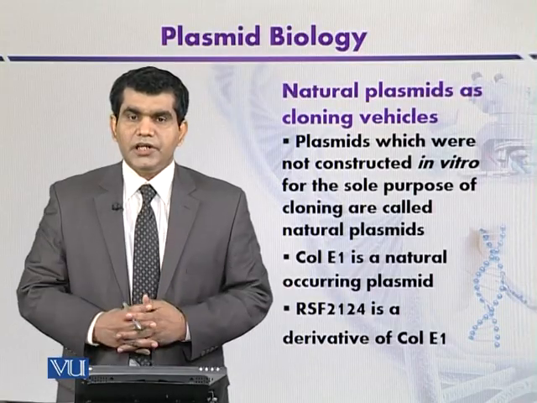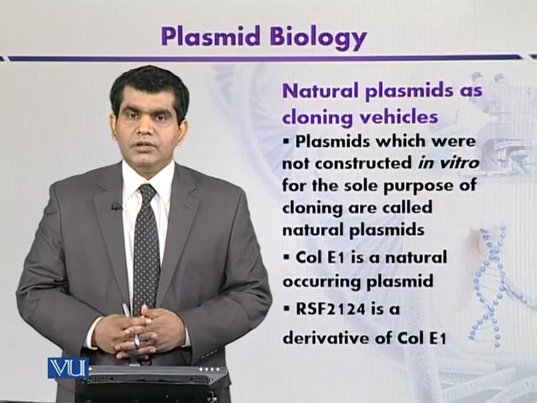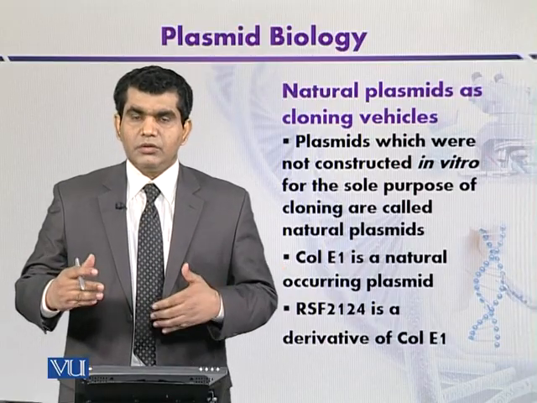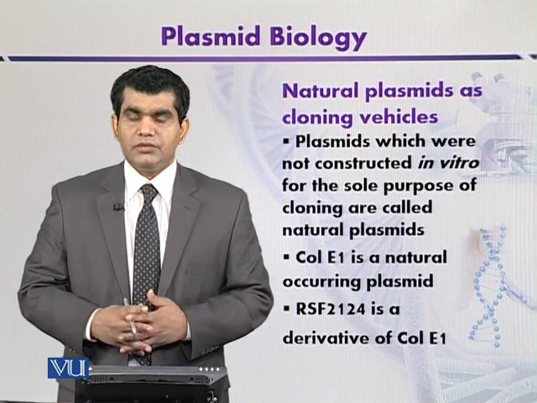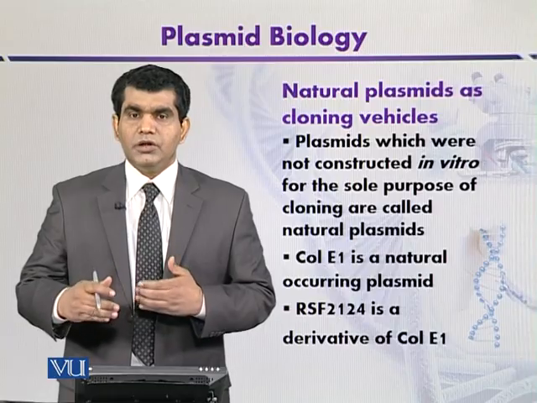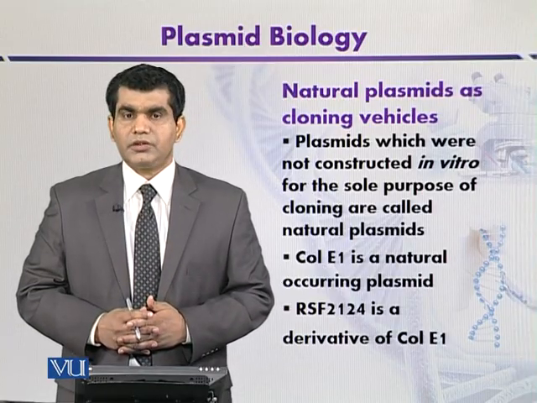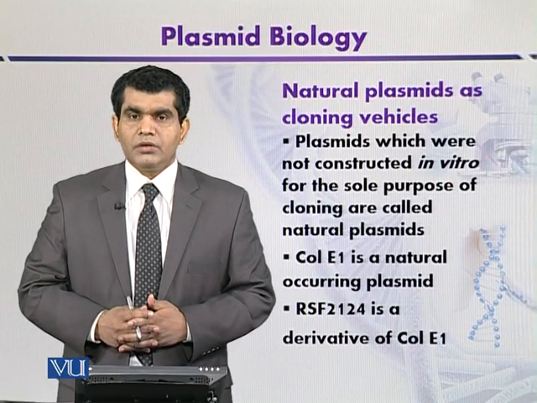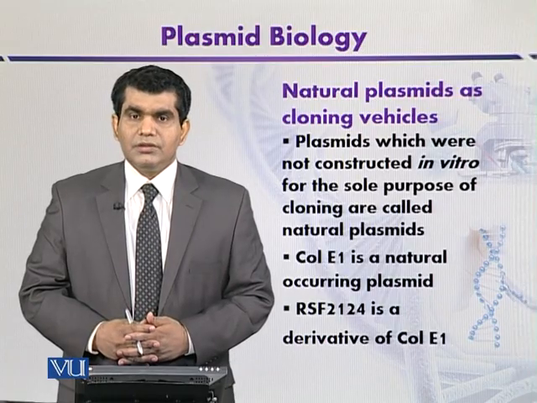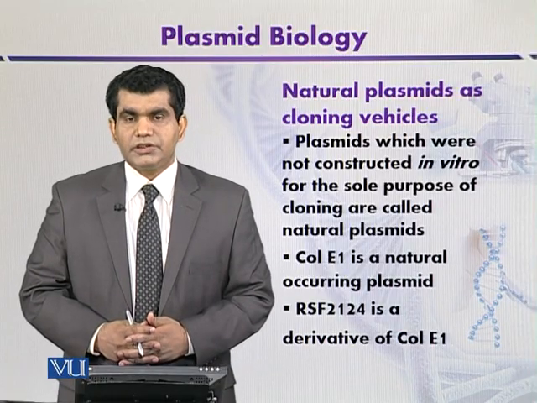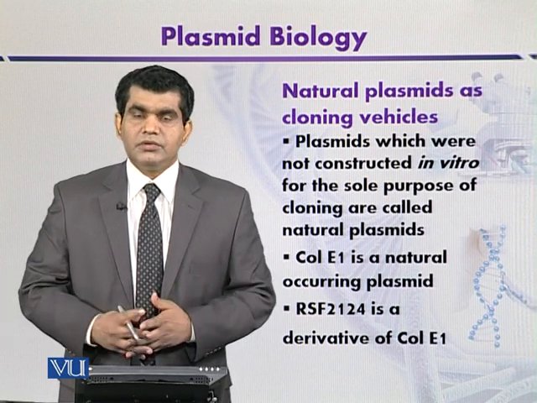We have the idea that there are different types of natural plasmids that can also be used as cloning vehicles or vectors. Initially, when gene cloning procedures were started, natural plasmids were used as cloning vectors. Natural plasmids are those plasmids that are not constructed in vitro for the sole purpose of gene cloning.